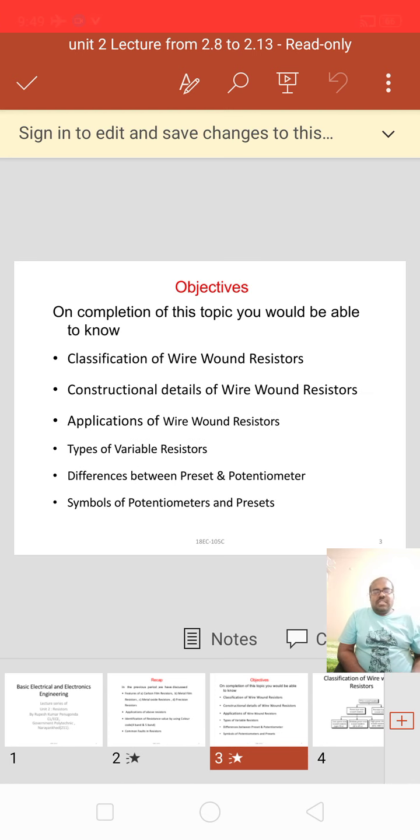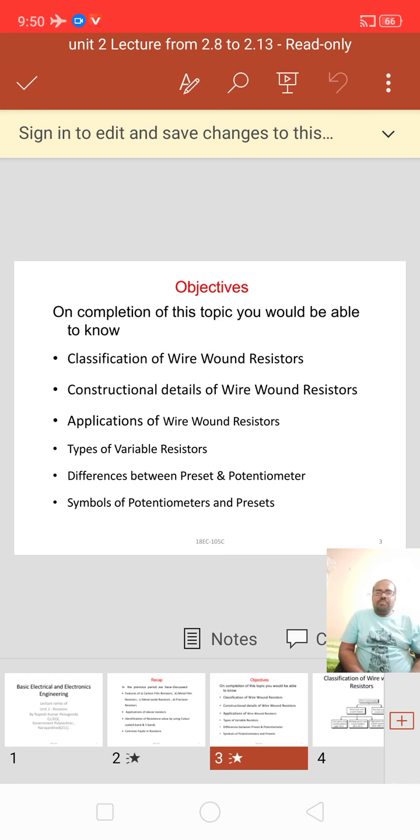these topics. They are: first one, classification of wire wound resistors. Next, construction details of wire wound resistors, applications of wire wound resistors, types of variable resistors, difference between preset and potentiometer. Next, symbols of potentiometers and presets. These are the topics which we want to discuss today.